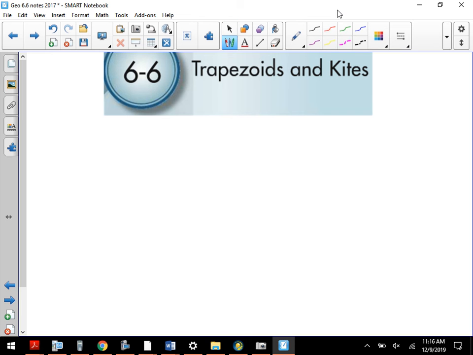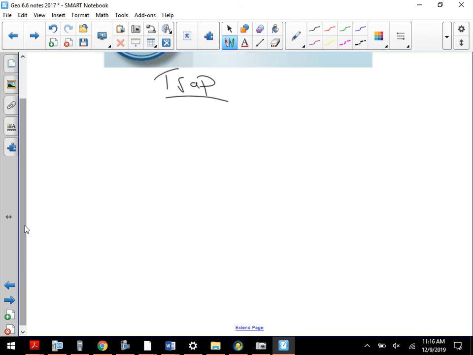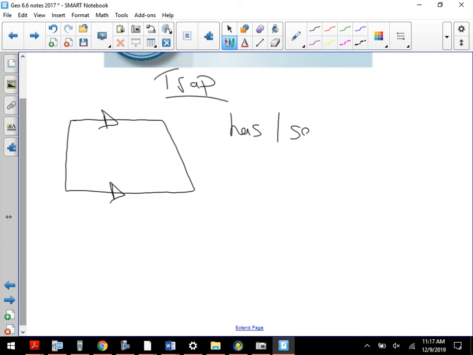With the trapezoid, excuse me, trapezoid's defined by just having one set of parallel sides. So it's still a quadrilateral. So it has one set of opposite sides parallel. Okay. Other than that, a regular boring trapezoid doesn't have much aside from that.